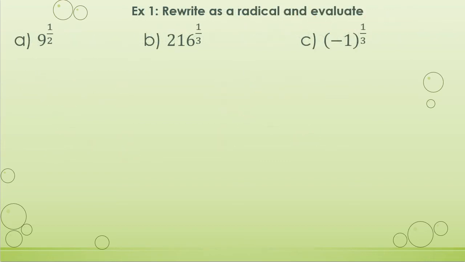Our first example: rewrite each as a radical and then evaluate. If this is a test question, 1 mark for showing me the step, a 2nd mark for actually typing it into your calculator. Based off the patterns we just saw, the denominator, the 2, is going to go in the index. The numerator, which is the 1, is going to become our exponent. Now at this point, you may be looking at your calculator and thinking, I don't see a button that has a 2 there. That's because, so we'll do a little aside here.